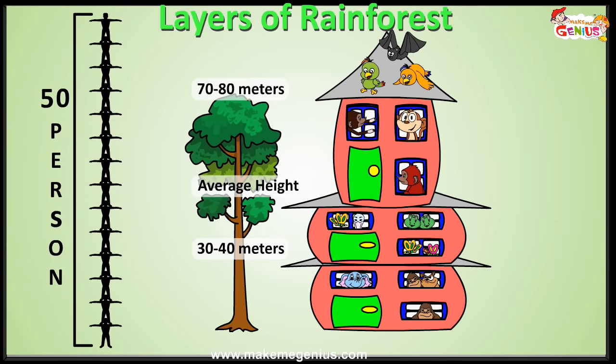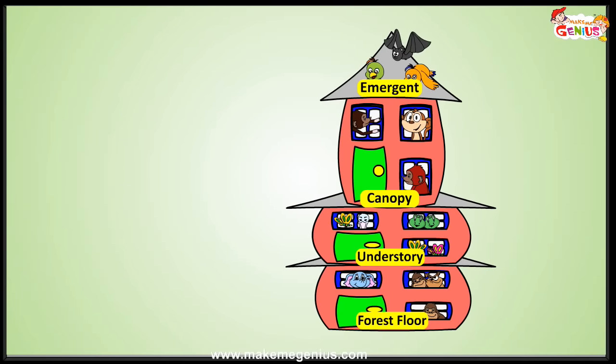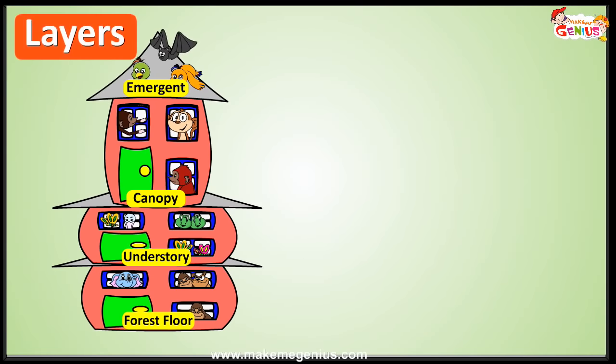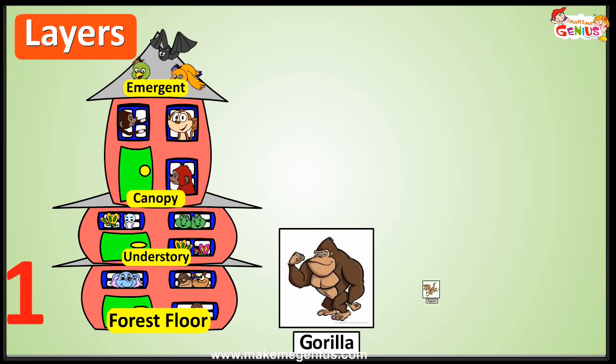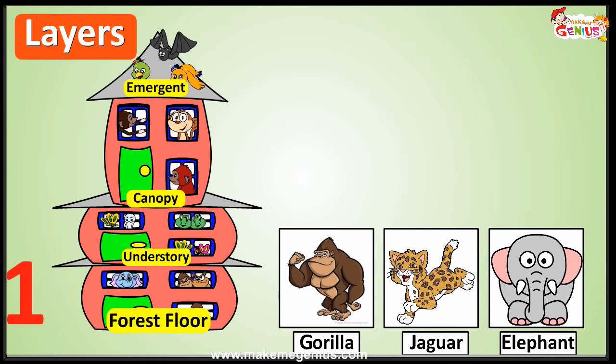So, based on their height, we divide rainforests into four layers? That's correct. The names of these layers are forest floor, understory, canopy, and emergence. So, different animals live in different layers? Yes, look at this building. Different animals. Can you name these? On forest floor, there are gorillas, jaguars, and elephants. Lots of insects also live here.